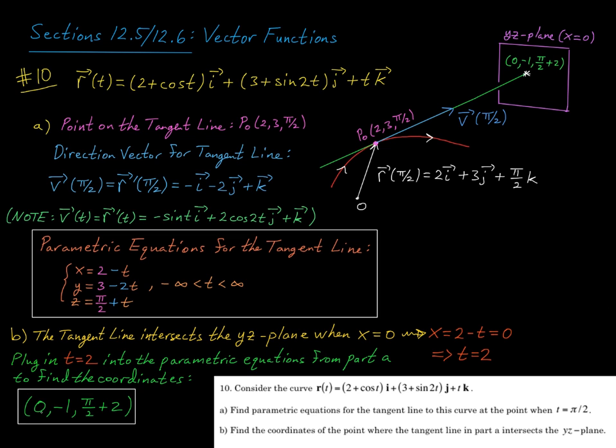And what do we get? Well, we get 0 for x, because we're looking at the point of intersection with the yz plane. For y, you get 3 minus 4, so that's negative 1. And then for z, you get pi over 2 plus 2. And there you go. That's the point of intersection.